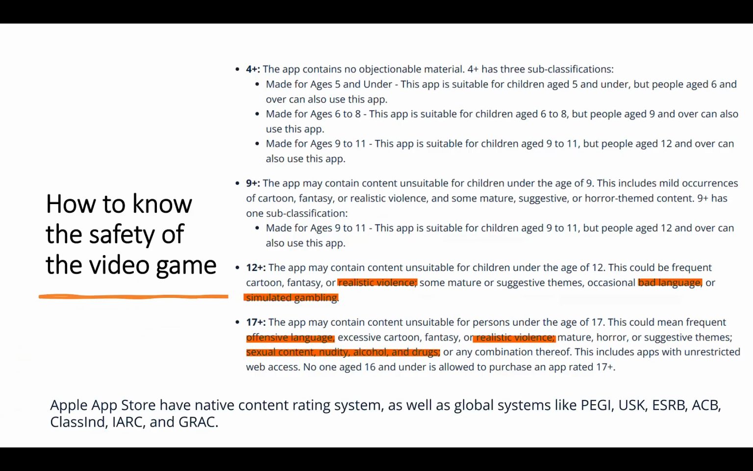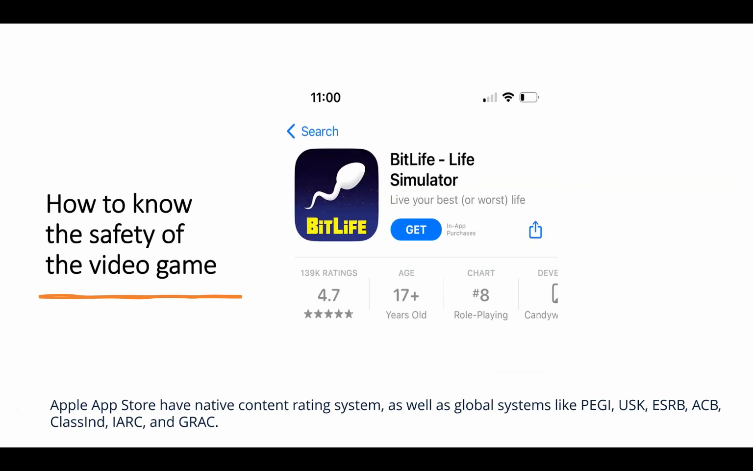Coming to the next slide. How to know the safety of the video game? You might have a video game downloaded on your mobile. How do you know whether it is age restricted or not? The mobile game has something called an age rating, so you should be alarmed by this attribute, age. Okay, so there are age restrictions.